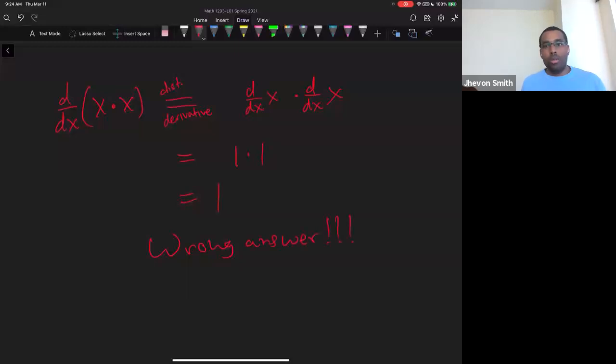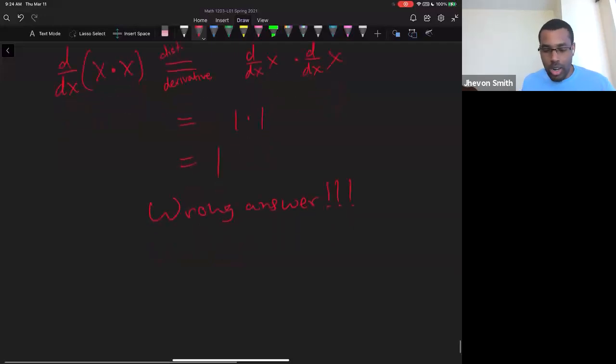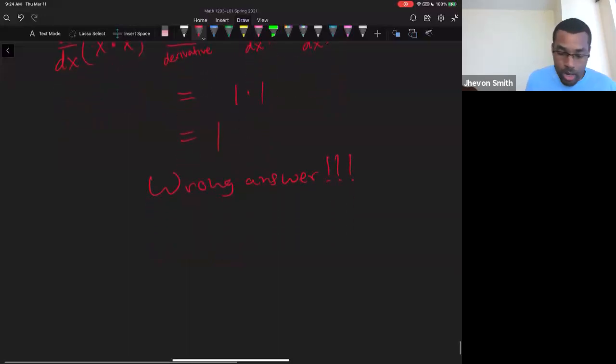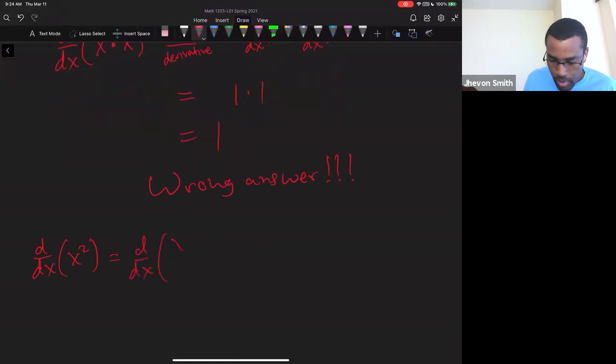And obviously if it doesn't work for multiplication, it's not going to work for division, because multiplication and division are very well linked. But you could do a division if you wanted. So let's say you looked at x squared. Now you want to think of this as x cubed over x.